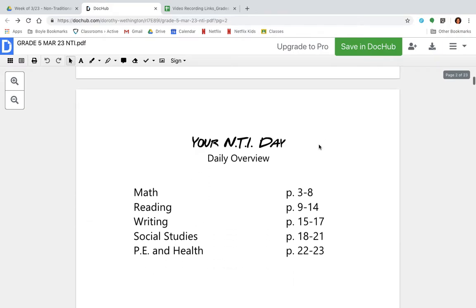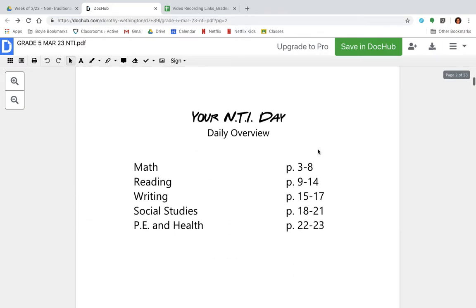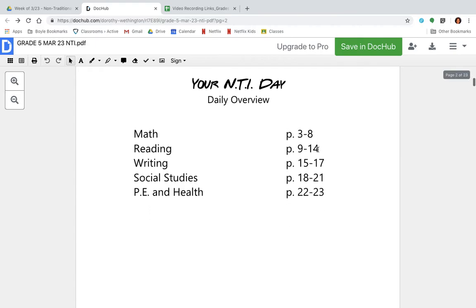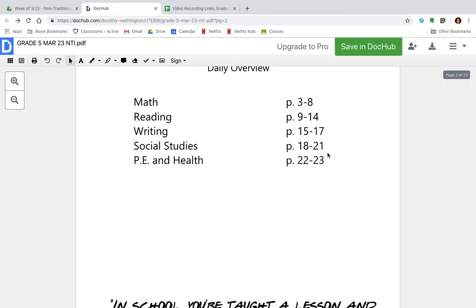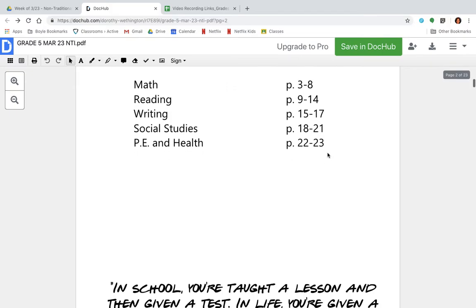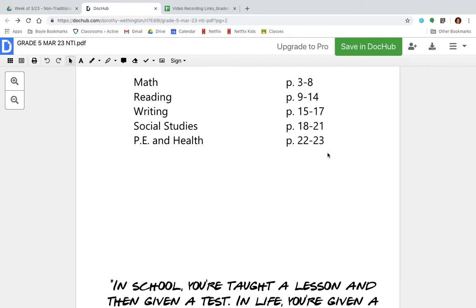Your NTI Day Daily Overview. Math, page 3 through 8. Reading, page 9 through 14. Writing, page 15 through 17. Social Studies, page 18 through 21. PE and Health, pages 22 through 23.